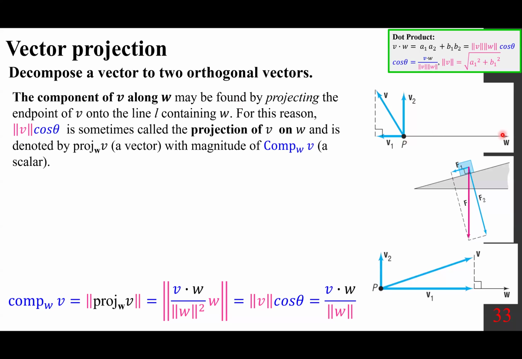So if I want to project it to W, I drop a perpendicular. The idea is that you drop a perpendicular. This is the component of V along W. And then the other one is just perpendicular to that. So as long as you get this one, then you make a 90-degree angle and you get the other one. For this reason, the magnitude of V cosine theta is sometimes called the projection of V on W.